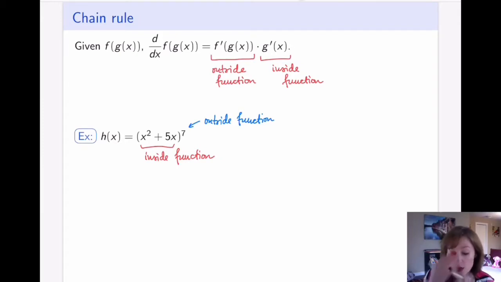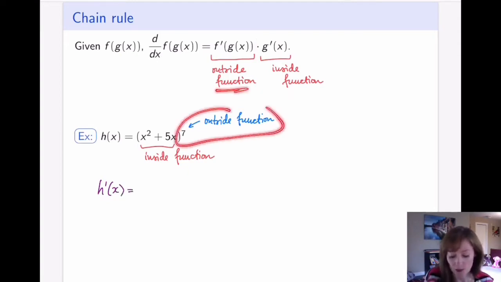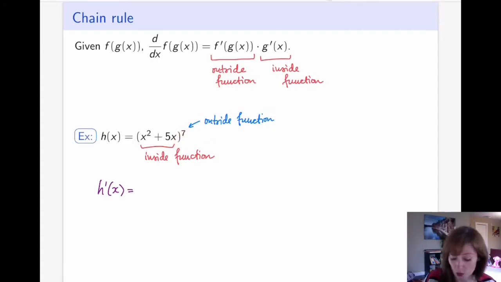Okay, so according to the chain rule, I have to first take the derivative of the outside function while keeping the inside intact, and then take a derivative of the inside function. So let's do this carefully. So my derivative is, first I take derivative of the outside function. Outside function is the power 7. What is the derivative of something to power 7? So in particular, what is the derivative of x to power 7? Well, this is just power rule, so this is 7x to power 6.